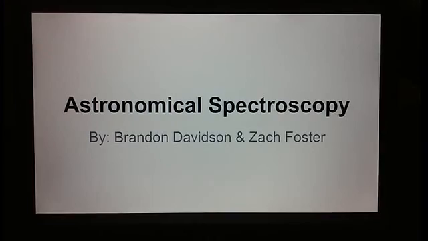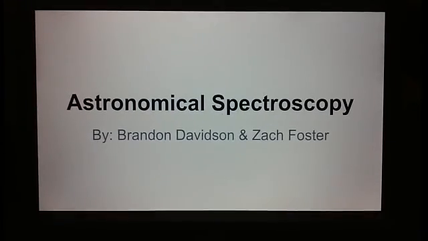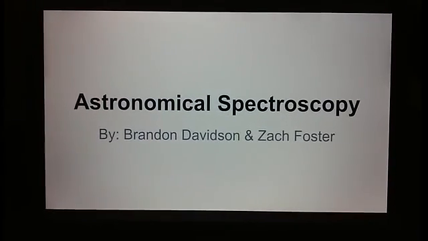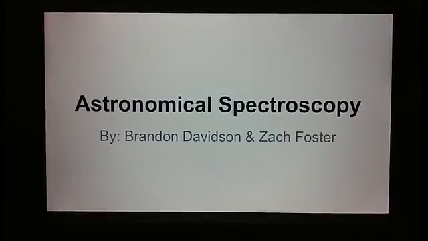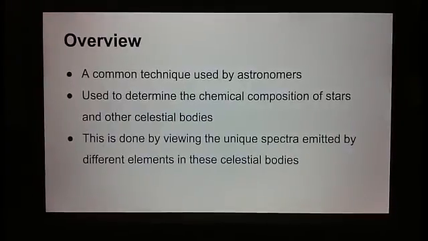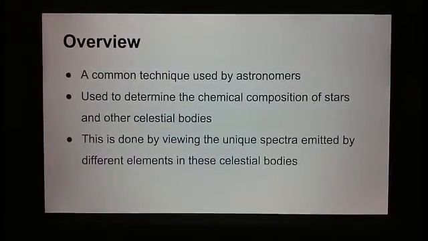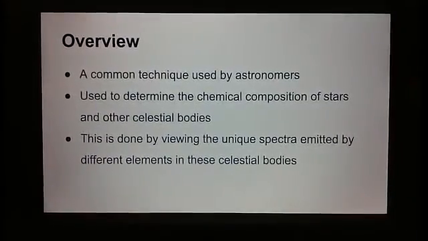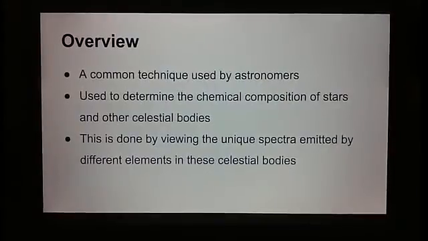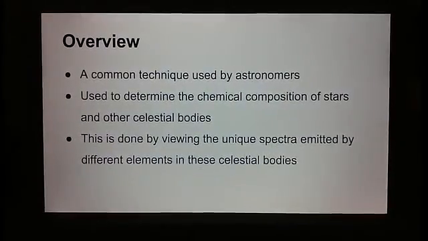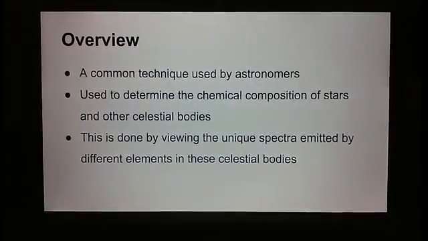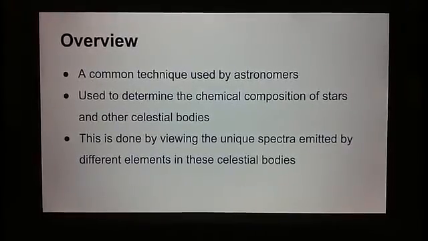Today we're going to talk about the chemistry behind astronomical spectroscopy and its uses and applications in the world. It's a common technique used by many astronomers today, and it can be used to determine the chemical compositions of stars and other celestial bodies far across the galaxy. This is done by viewing the unique spectra emitted by different elements in these celestial bodies.